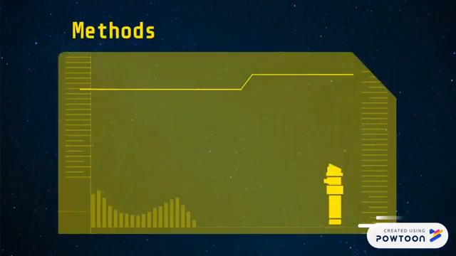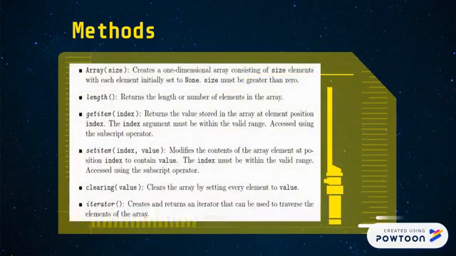Here are methods of one-dimensional arrays that can be used in Python. Array creates a one-dimensional array consisting of size elements with each element initially set to None. Size must be greater than 0. Length returns the length or number of elements in the array. Getitem returns the value stored in the array at element position index. The index argument must be within the valid range, accessed using the subscript operator.